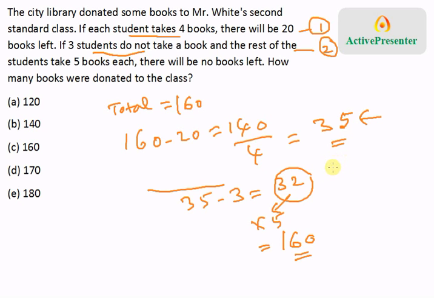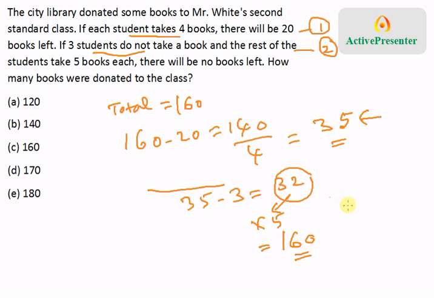With this knowledge, we went to condition number 2 and applied it to the answer choice we got. Condition number 2 says 3 students did not take the book, so the people who took the books are 32 students. 32 students, each taking 5 books, comes to 160. So this 160 consistently holds up. So this is another approach if you are not comfortable dealing with algebra equations.